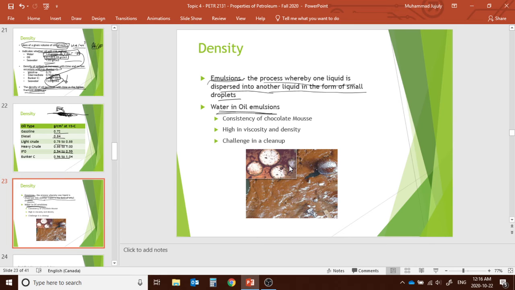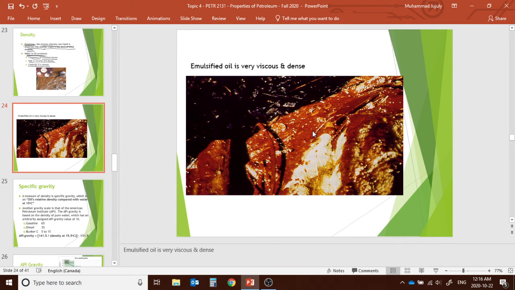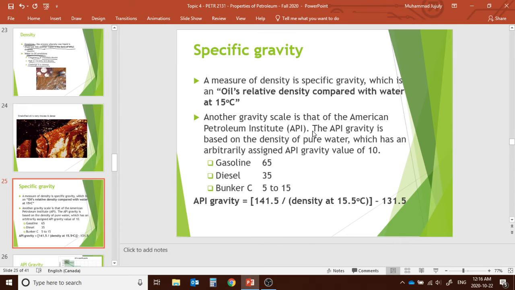Now, why is it bad? Because it looks like a chocolate mousse. It's high in viscosity and density. It's challenging in cleaning up. You have to remember that. This is how the emulsification actually looks like. It's very dense, thick, like a slug, and it's really hard to actually remove. So that's the thing.